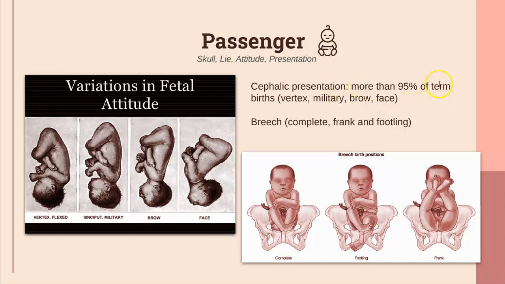So 95% of term births are one of these in a cephalic presentation, so head down and in one of the variations of fetal attitude. Breech means that they're butt down, so they're either complete breech like this. They could be a footling breech with one of those feet trying to come out of that pelvis, and then frank breech with their bottom right there at the pelvic inlet.